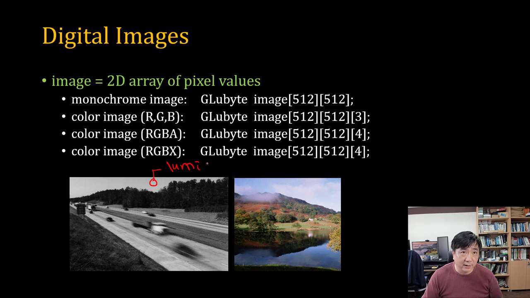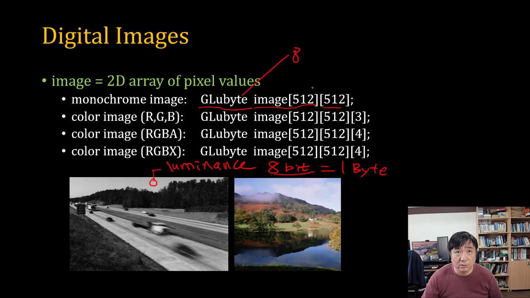We can say that's a brightness value. Okay. So if one pixel has an 8-bit luminance value, then we can say it is 1 byte of bit depth for the image. In C notation, if the size of the image is 520 by 520, we can define it like this: GLubyte, unsigned byte, so it means 8-bit.